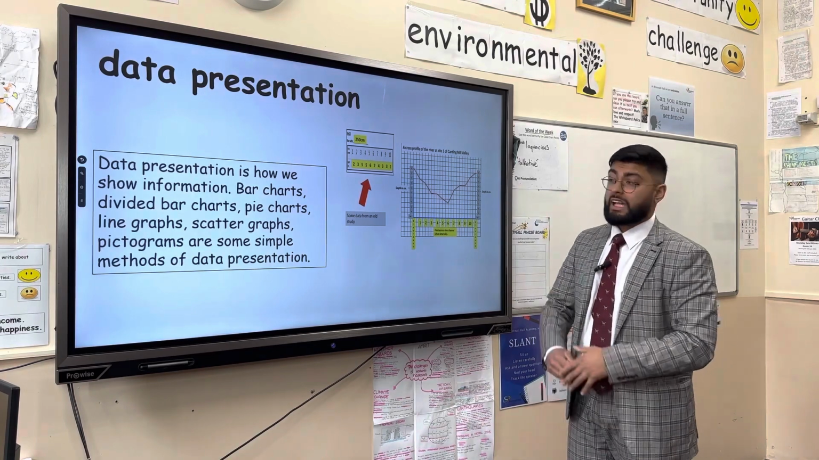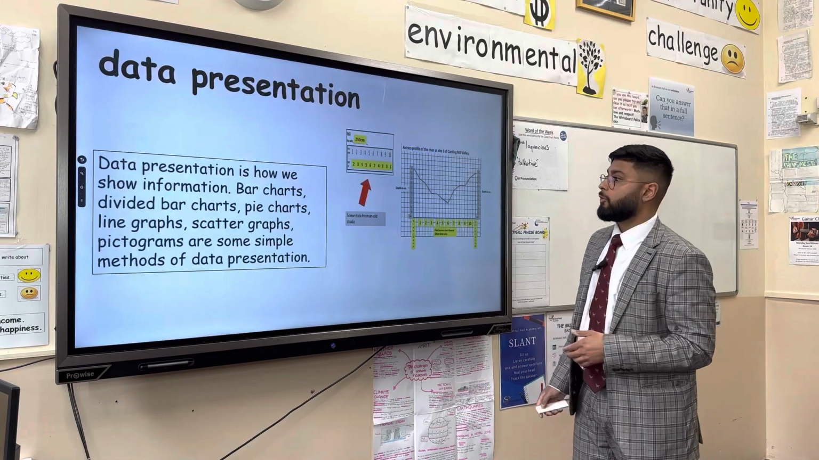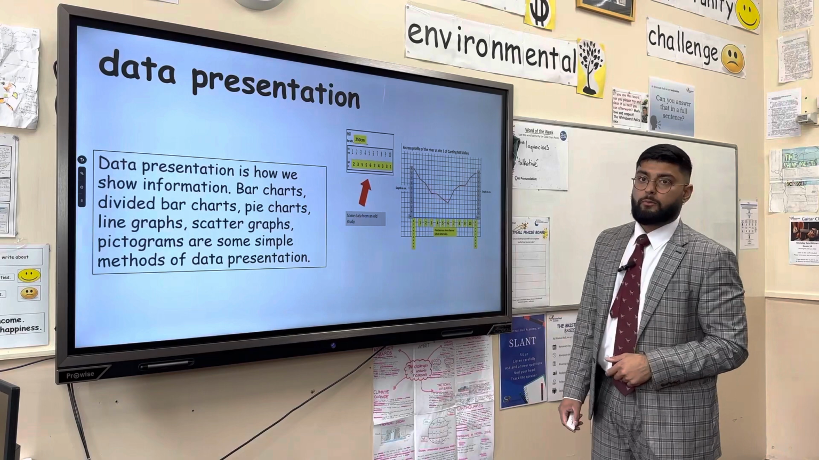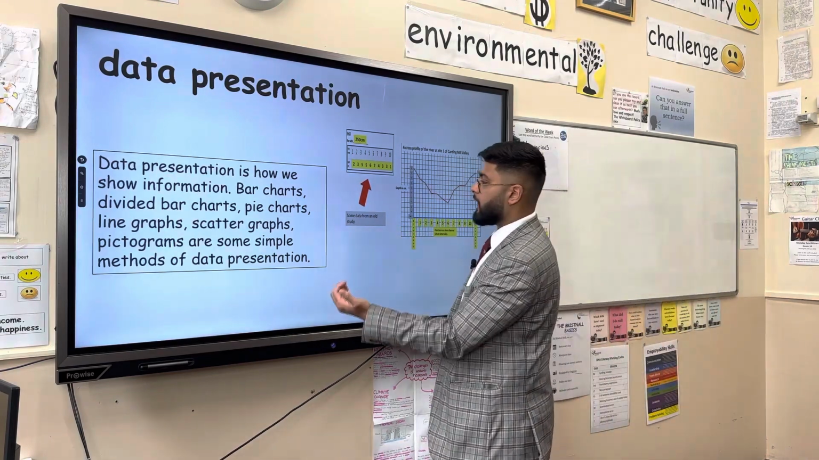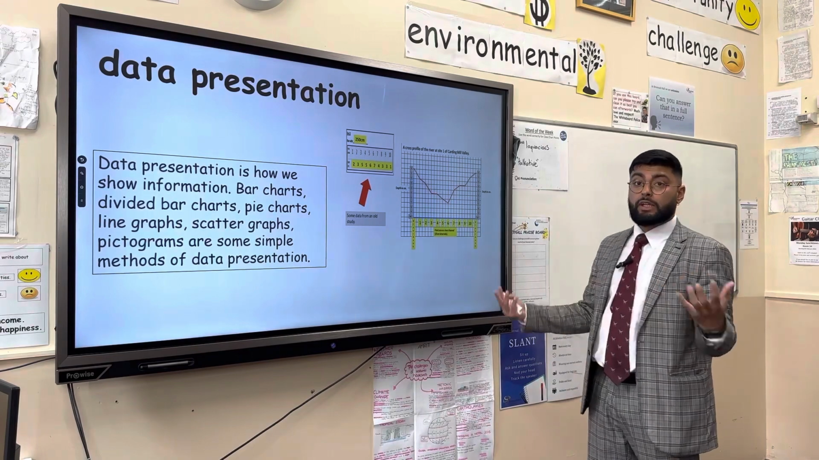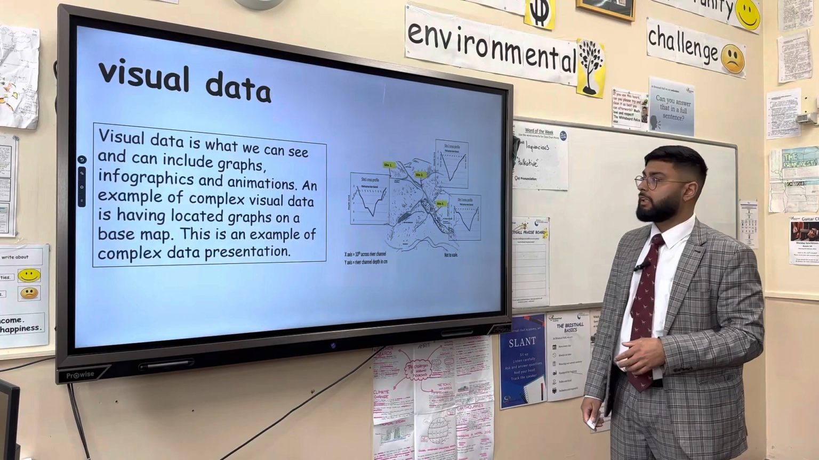Data presentation. That's how we show the information that we've just sampled and recorded. One of the methods that we used is a cross profile, but there are lots of different methods: bar charts, divided bar charts, pie charts, line graphs, scatter graphs, you name them. As long as they are showing you the data in usually a really visual way, we call that data presentation.